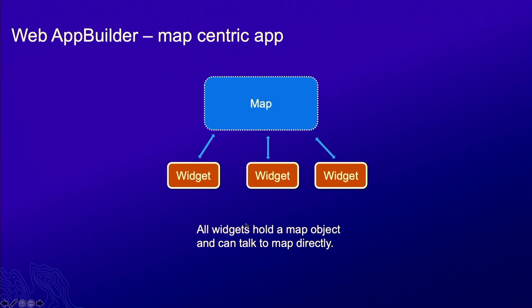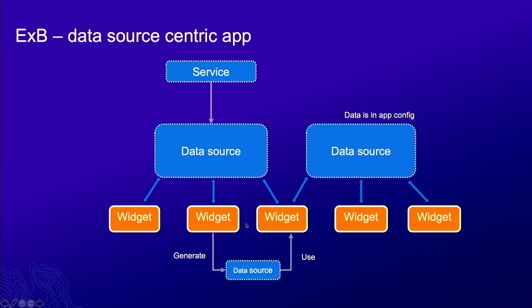And with Experience Builder, this is different, as you can have multiple maps, and they may require connections to different data sources. This is called data-driven. And a data source defines how a widget accesses data. Data can be a remote service. It can be stored in an app. It can be generated by a widget and used by another. A widget can use more than one data source. And you can think of a data source as existing globally or locally as well.